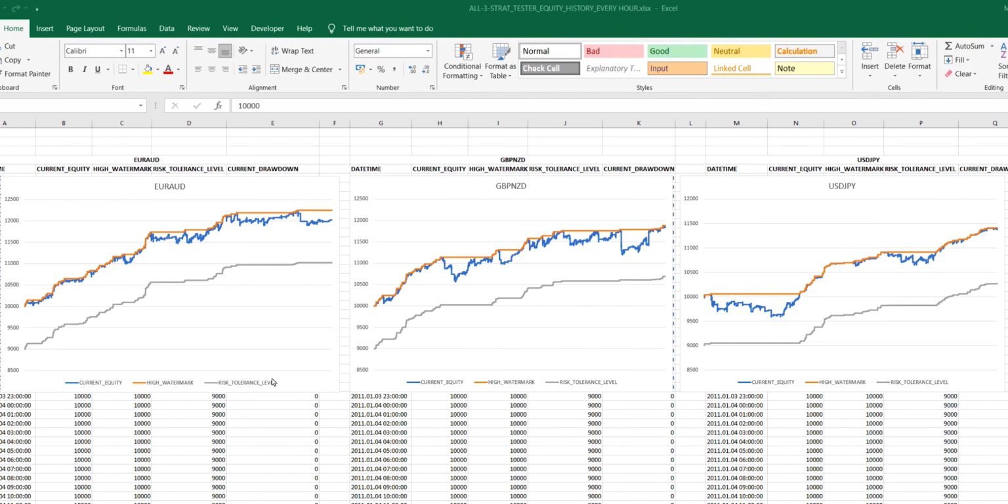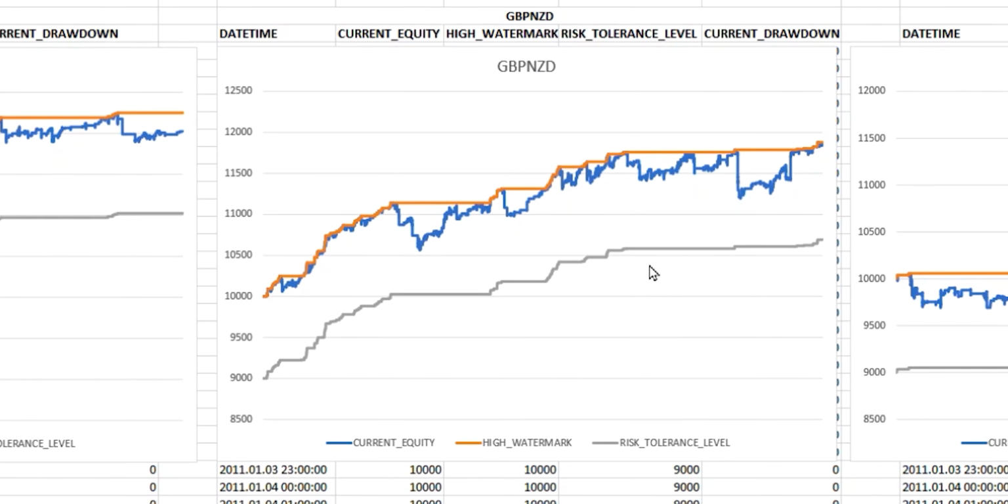As explained, the 3 charts we see here are for trading the same trading system against Euro Australian dollar, Pound New Zealand dollar in the middle, and dollar yen on the right. Now, the grey line you see at the bottom is the risk tolerance, which in these examples I've set at 10% below the high watermark, which is the orange line. The closer the blue equity curve gets to that shows you how close it's getting to the tolerance of this example trader. So here, for example, when it reaches about halfway, this will represent a drawdown of approximately 5% on the account.